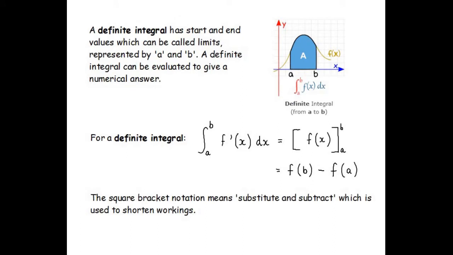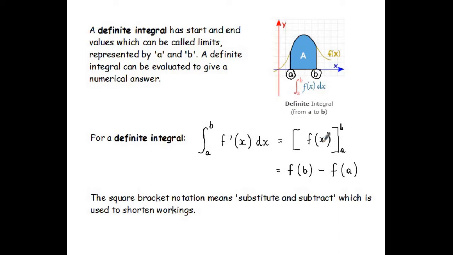So a definite integral has a start and an end value, which we call limits. And they're often represented by A and B, which you can see here on my graph. So you can see we're working out a specific section underneath the curve to the x-axis here. A definite integral can be evaluated to give a numerical answer, but be warned, this can often be a fraction answer. So for a definite integral, our integral has our limits on it. So that's how you know it's a definite integral.